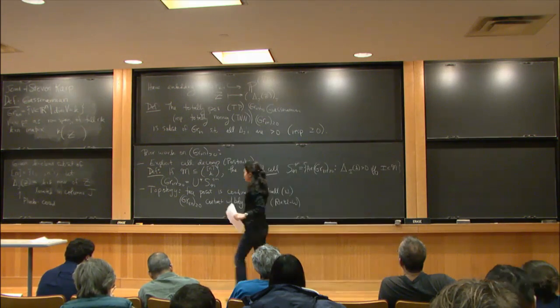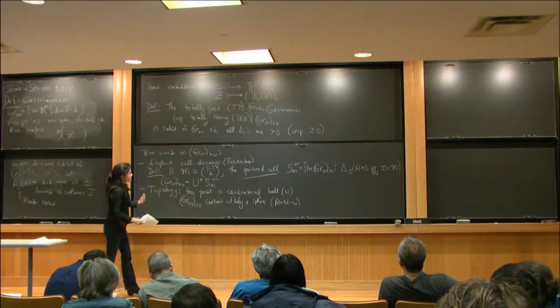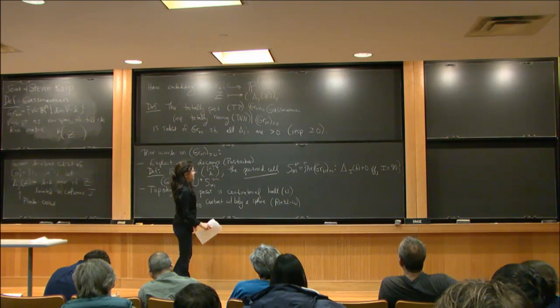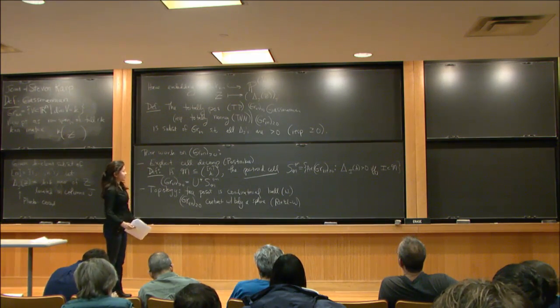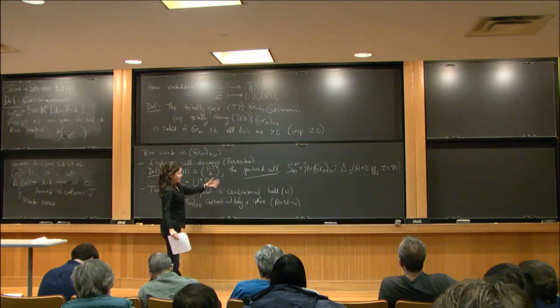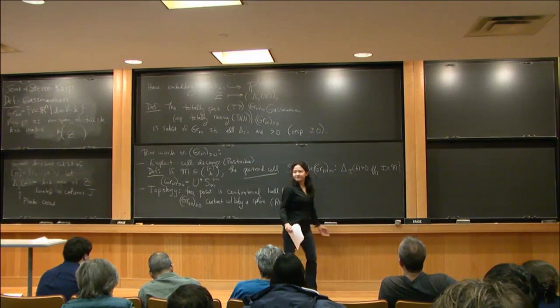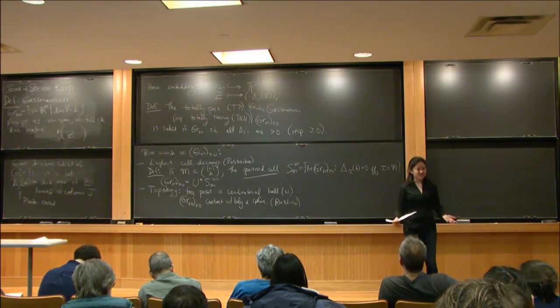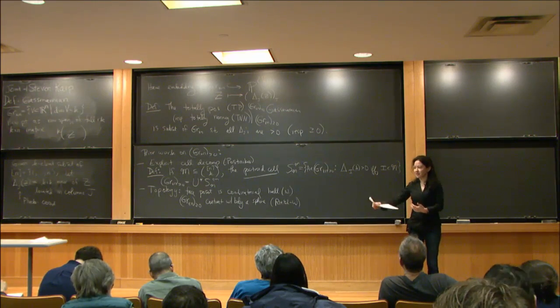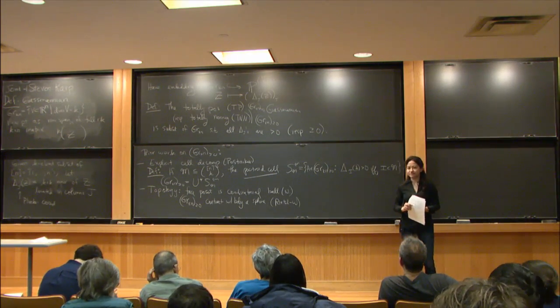And as was alluded to by Shankil, there are connections of this object to cluster algebras. There are also connections to soliton solutions of the KP equation. And now there are connections to scattering amplitudes. OK, so any other questions before I go on to define the amplituhedron?